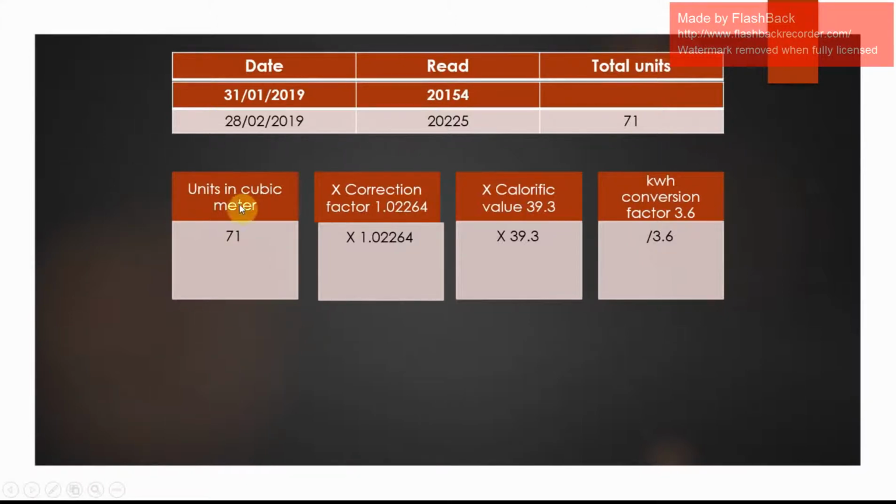So now we have 71 units, and that gets multiplied by the correction factor. A correction factor is applied to account for fluctuation of gas temperature and pressure in the UK. It's a standard value, and all companies use the same value when converting. And then we have the calorific value, which is the most important one, and this is the value that varies, and it measures the average supply to your property.